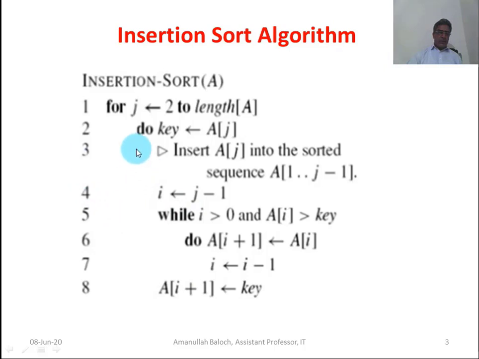So from line number 2 to line number 8, all the lines are part of the body of the for loop, while these two statements are the body of the while loop, and the entire while loop is enclosed within the body of the for loop. That is, the algorithm contains nested loops.